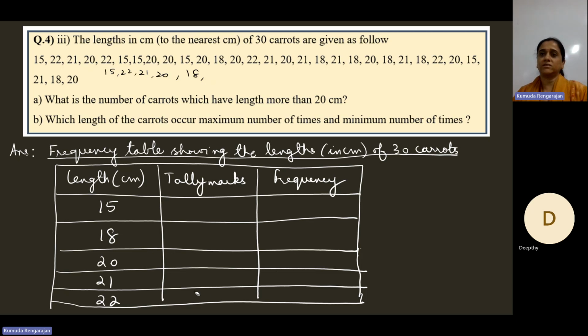Okay. Till here, we understand? Tell me the first number in the data. 15. The second number in the data. The third number in the data. Fourth number. Fifth number.